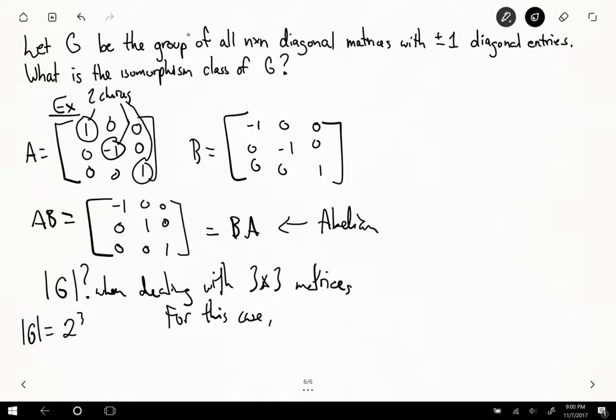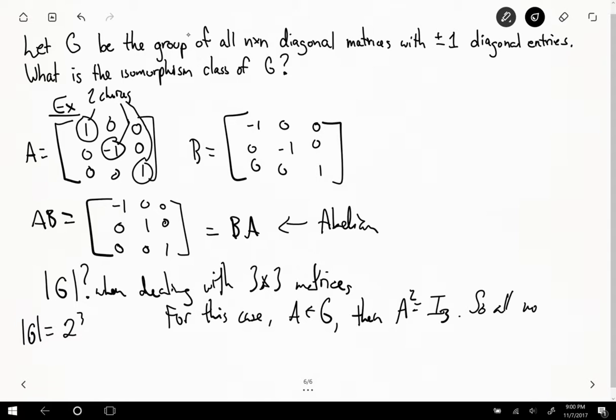So for this case, what happens? Well, if A is an element of G, then what does A squared equal? Notice you're squaring each of the diagonal entries. So if it's plus or minus 1, all of the entries are going to be 1 down the diagonal. So that means this is the identity matrix. So all non-identity matrices have order 2.